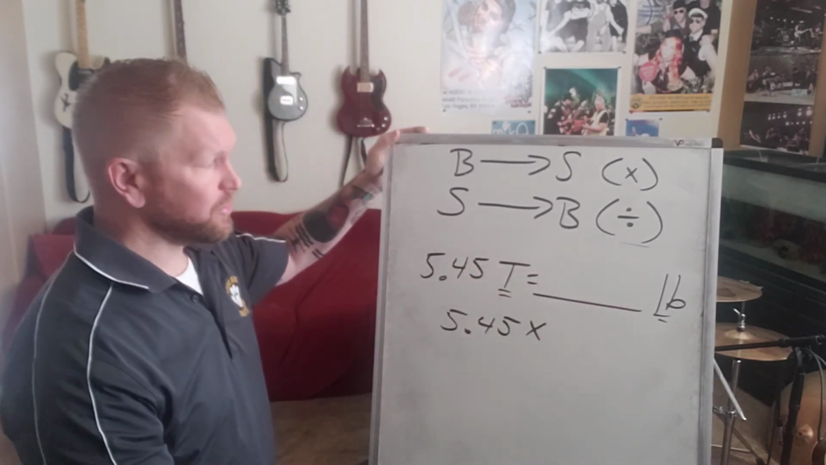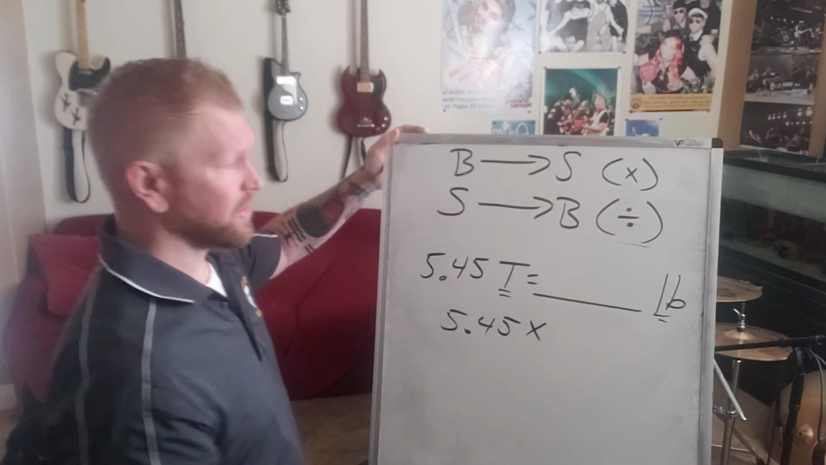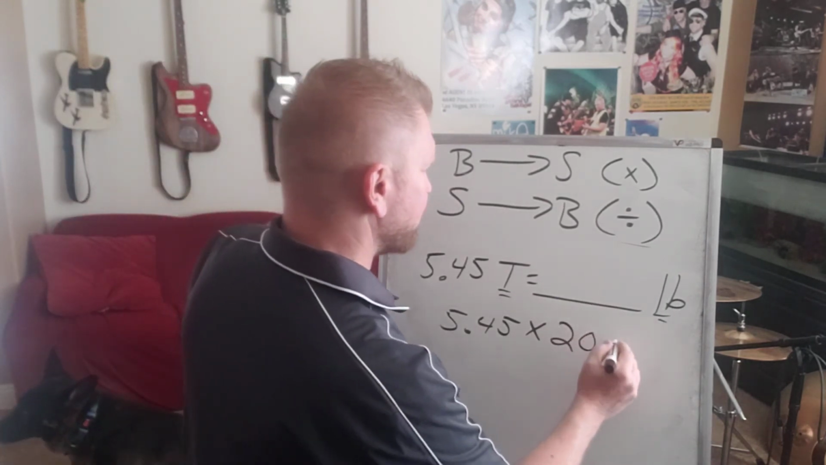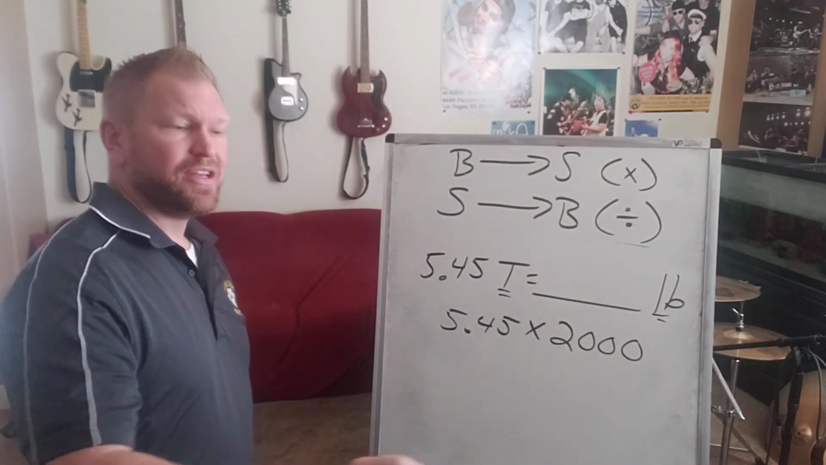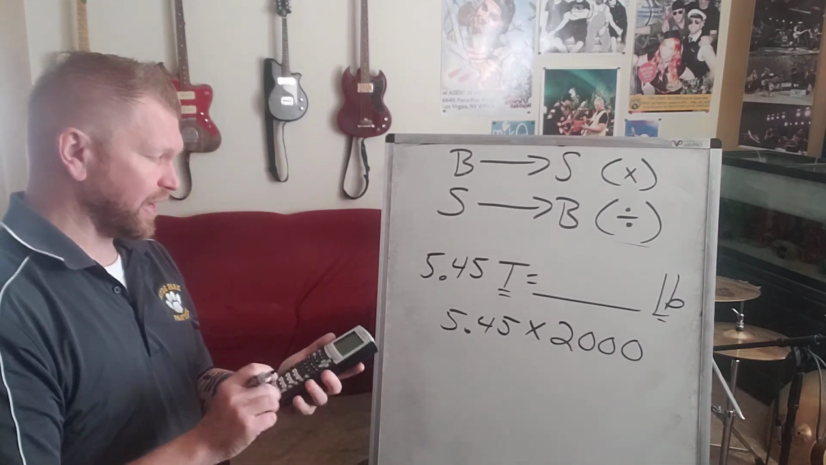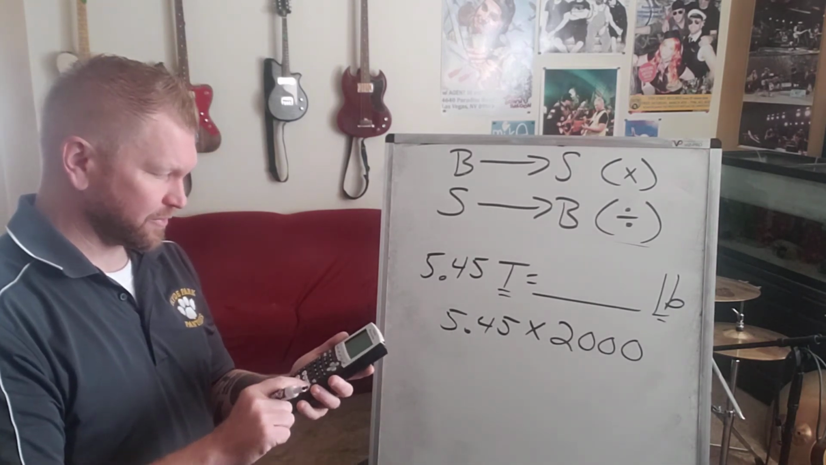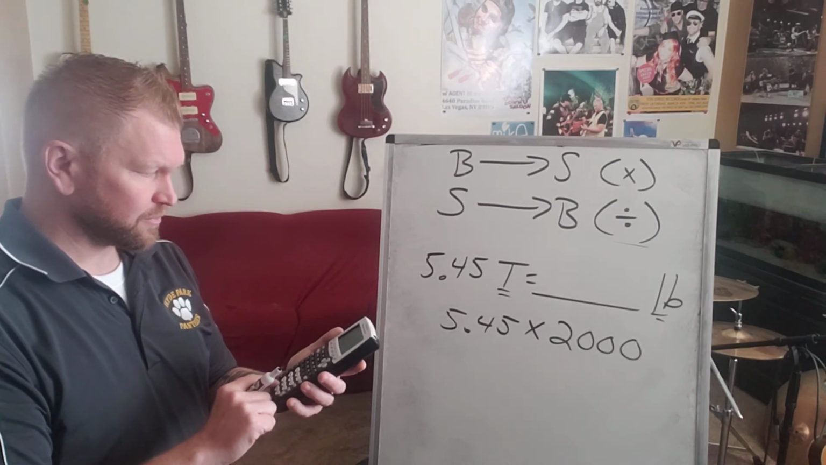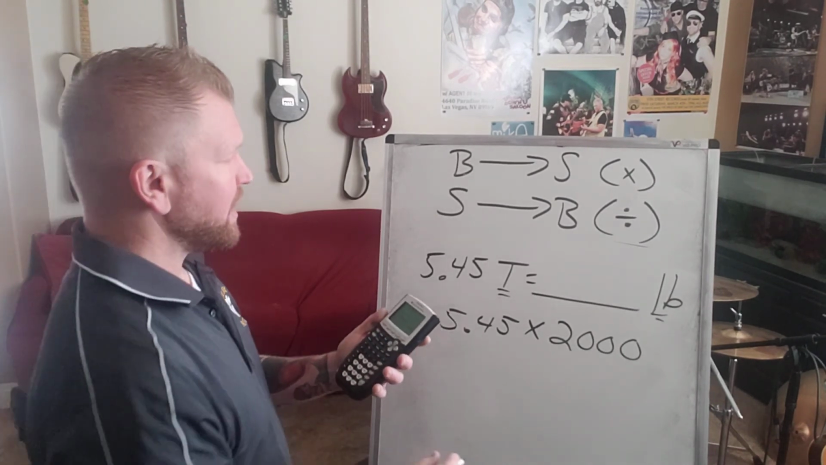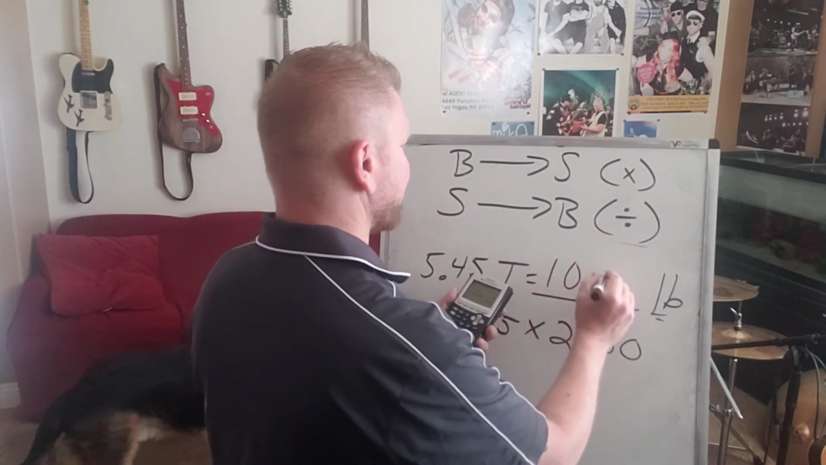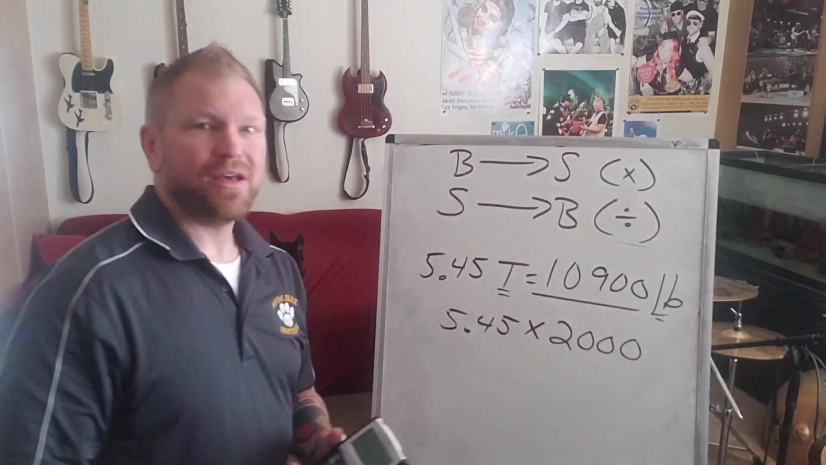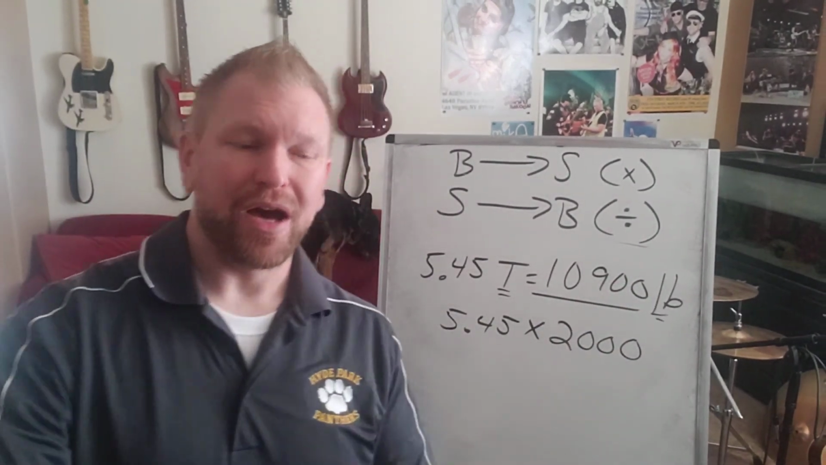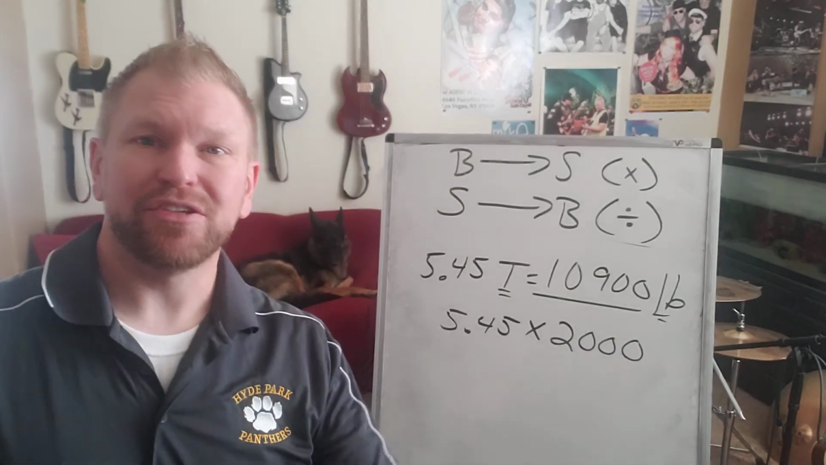You look back to your notes to find out that it is 2,000 pounds that make up a ton. So the answer is going to be 5.45 times 2,000, and the answer to the question is 10,900. All right, so there's making conversions in the customary system.